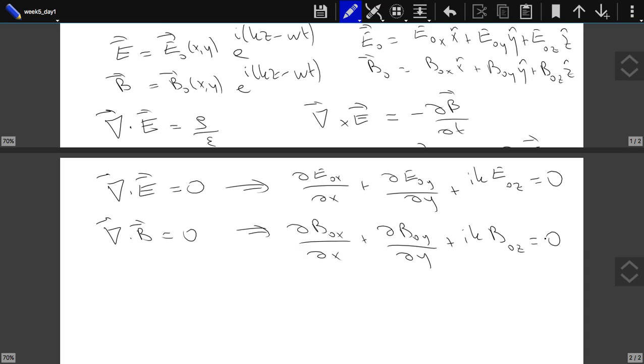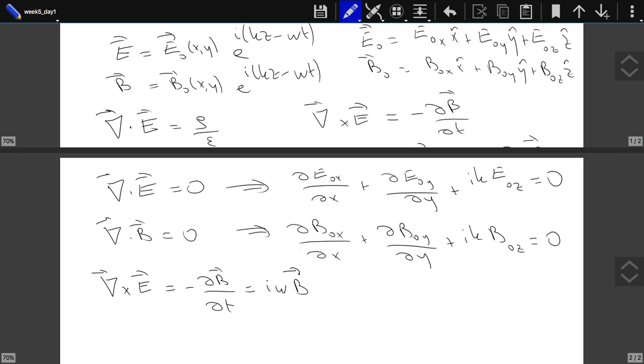Now let's look at the other ones. Curl of E should be equal to minus del B by del T, which is i omega B. You see, if you just look at the expression of B, if you take its time derivative, it just brings a factor of minus i omega. There is a minus sign over here, so it's just i omega times B. Well, this is a vector equation. This is, in fact, 3 equations. Now, let's write those 3 equations.